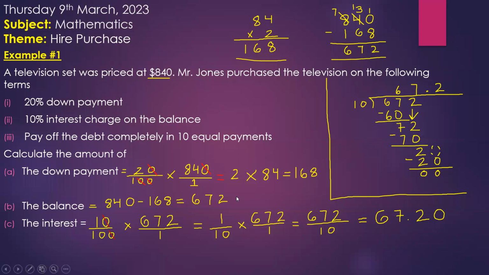672, not 92. Yeah, 672. That's his balance. You already know that is. So you have to pay several things. Number one, you have to pay the down payment, which is $168. The next thing you have to do is pay the interest. That's $67.20. After you finish paying the down payment and the interest, you have to pay the debt completely in 10 equal payments.